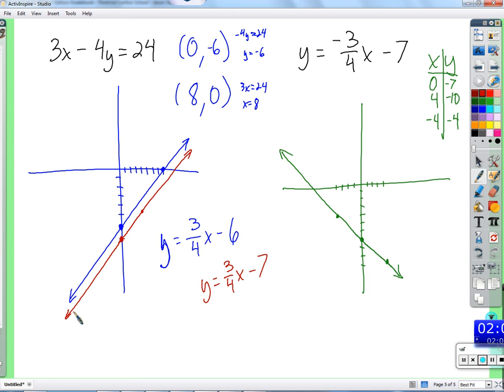So is that how you know mathematically that two lines are parallel on a graph, they have the same slope? They have the same slope, exactly right.